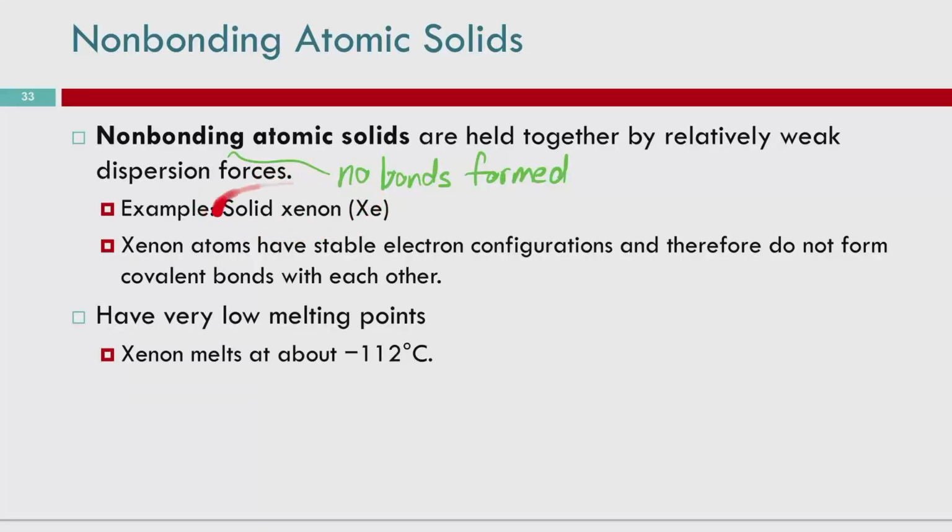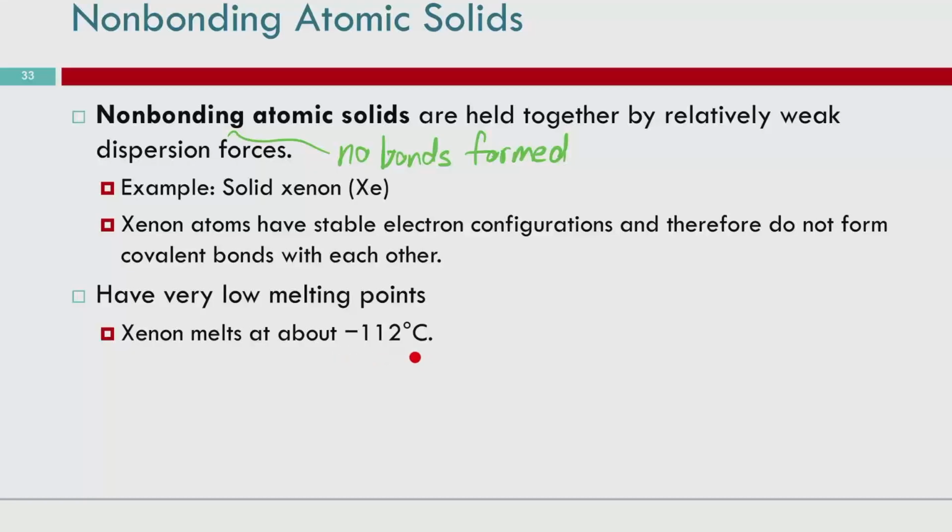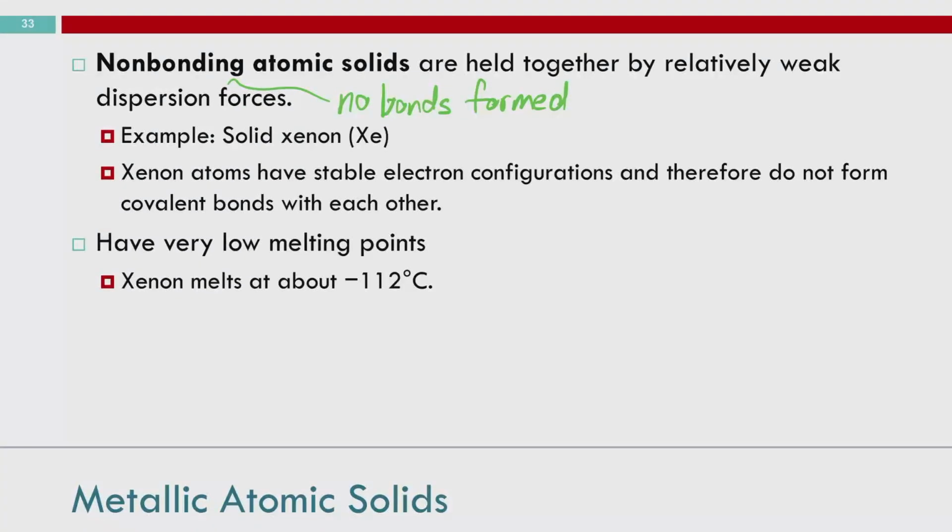So solid xenon example here. Xenon atoms have stable electron configurations, and so they're not going to form covalent bonds with each other. So they're just going to hang out next to each other. If they're really cold, then they're sticky enough. They've got strong enough dispersion forces that they'll hold together. But xenon melts at negative 112 degrees Celsius, which is dangerously cold for us. So that's a very, very low melting point. Since they're held together only by dispersion forces, and dispersion forces are very weak.